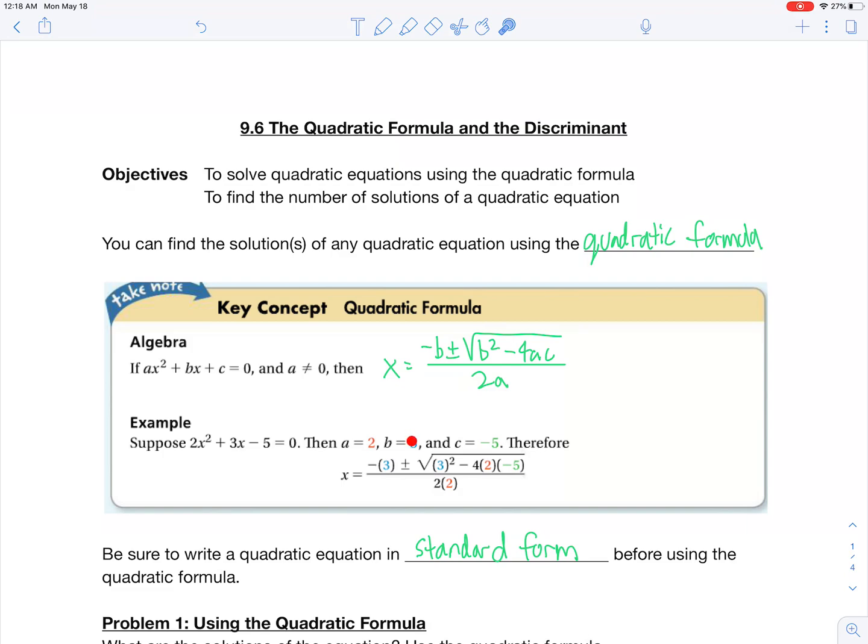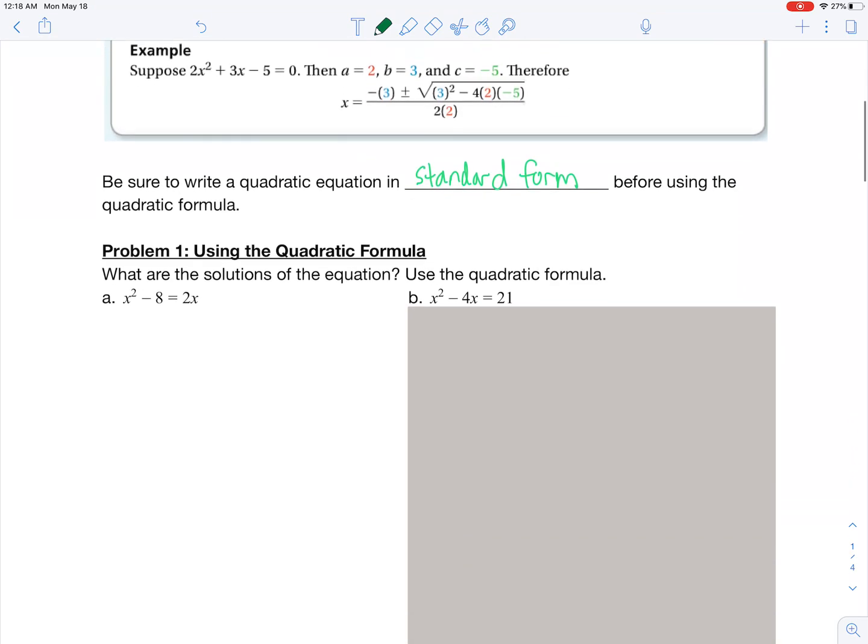So whenever I see a b, I'm going to plug in a 3 from that equation. If I see an a in the formula, I'm going to be plugging in a 2. And if I saw a c, I'd be plugging in that last constant, a negative 5. So a lot of this is just basically plugging into our formula and then simplifying. But just like that last question, we need to start in standard form before we use this formula. So you might take a step at the start of a question like our next one.